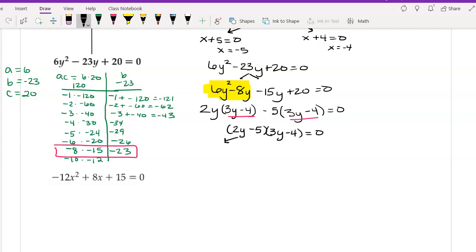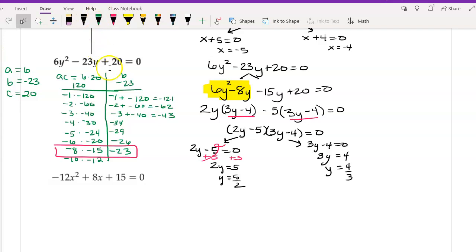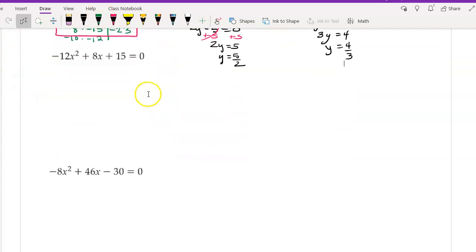Now I have to solve each piece by setting each piece equal to 0. So 2y minus 5 equals 0. We add 5 to both sides. 2y equals 5, so y equals 5 halves. And then over here we have 3y minus 4 equals 0. 3y equals 4 because we added 4 to both sides. Divide both sides by 3, y equals 4/3. All right, so those were those answers.